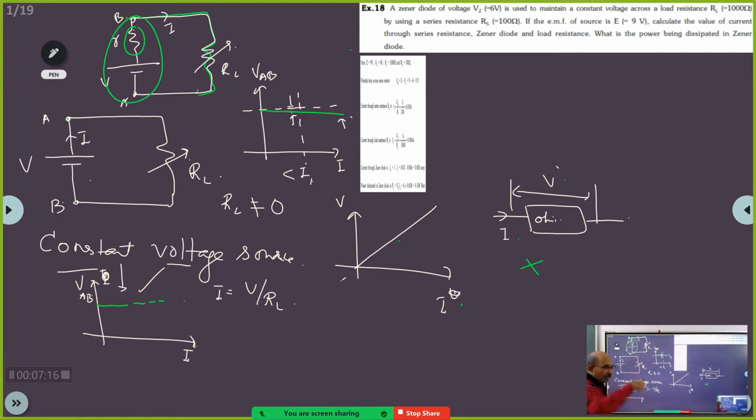See, internal resistance means it will be internal. You are not putting a resistor. For all practical purposes, you can consider this to be a constant voltage source. I suppose you understood? Yes, sir. Good. Now, next question. If you have understood this, you will answer the next question correctly.